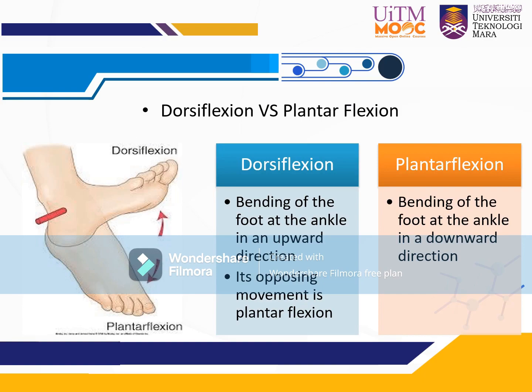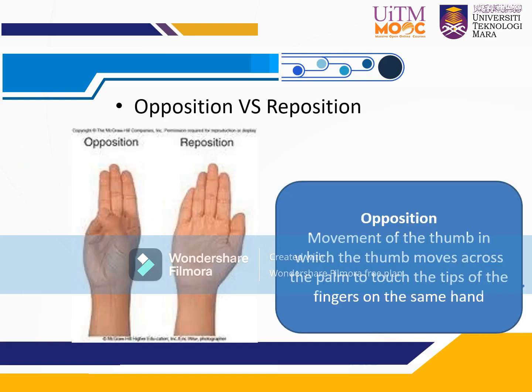For dorsiflexion and plantar flexion, dorsiflexion is a bending of the foot at the ankle in an upward direction. Opposite to this is plantar flexion, where the foot bends in a downward direction. Next is opposition, where in this movement, the thumb moves across the palm to touch the tips of the fingers on the same hand.